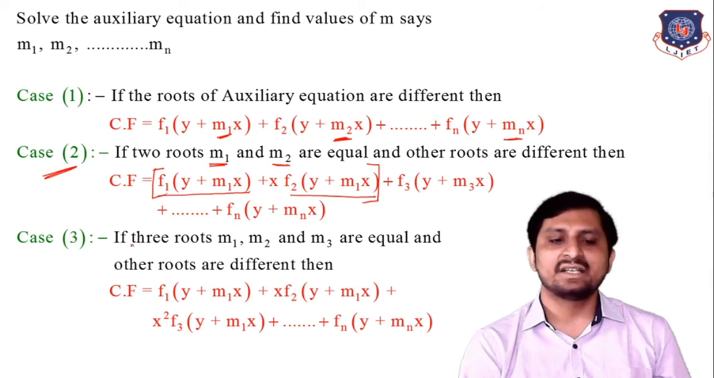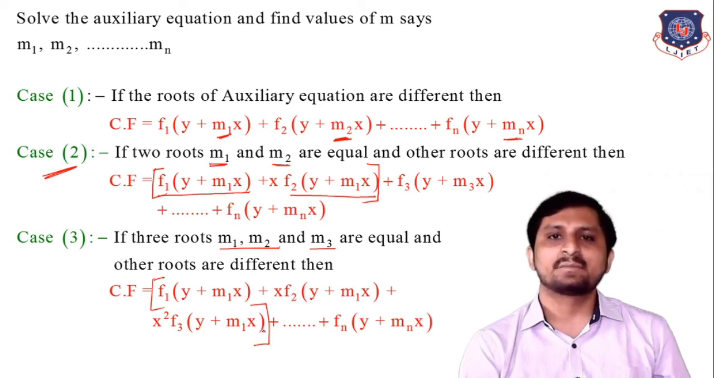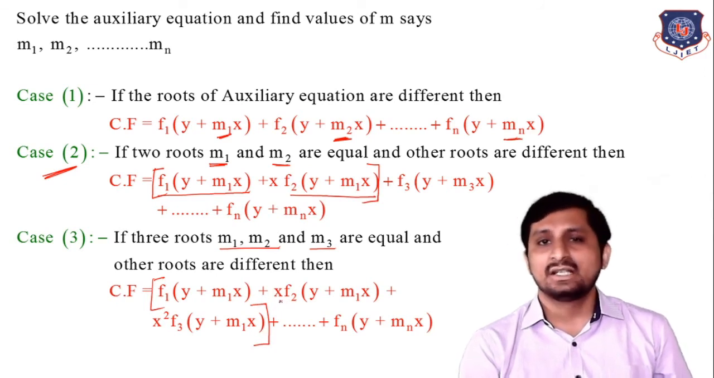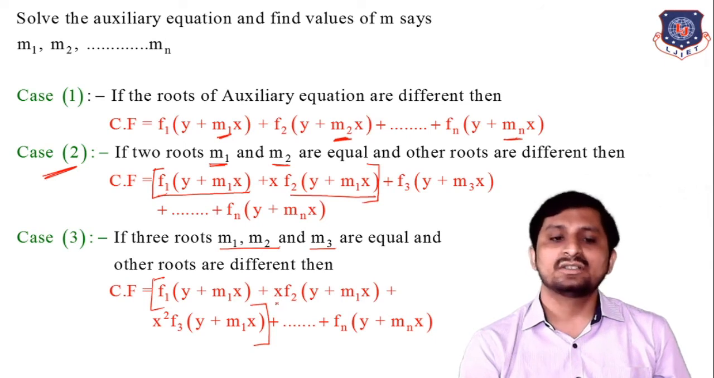Now suppose three roots are equal, m1, m2 and m3, and the other roots are different. Then the complementary function I can write as f1(y + m1x) plus x into f2(y + m1x) plus x square into f3(y + m1x). For that you have to follow this rule. The other roots are different, so you can write them as they are. So you have to remember all these formulas.